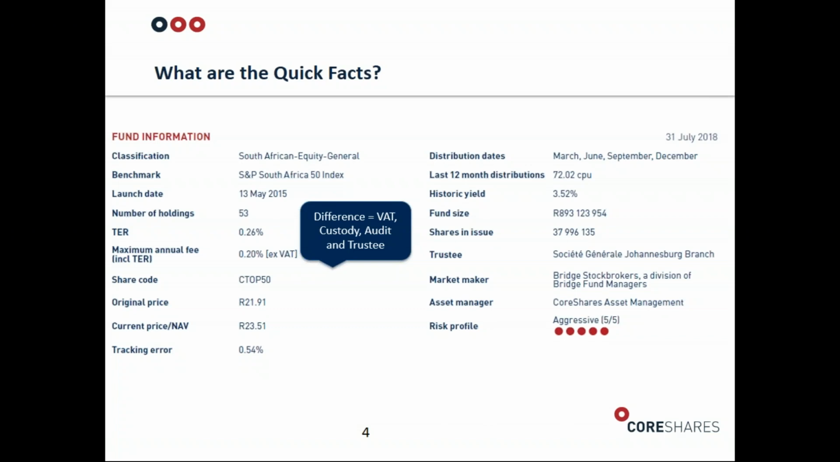The next important thing is distribution dates. Distribution dates are important if you're retired or if you need income. You need to understand how frequently the fund is distributing. So how often is it paying out income to you as an investor? So this is a quarterly distributing fund, and those are the particular dates. Historic yield is the yield of the fund, so the kind of income you can expect from the fund. Fund size, the shares in issue. That's just all informational.